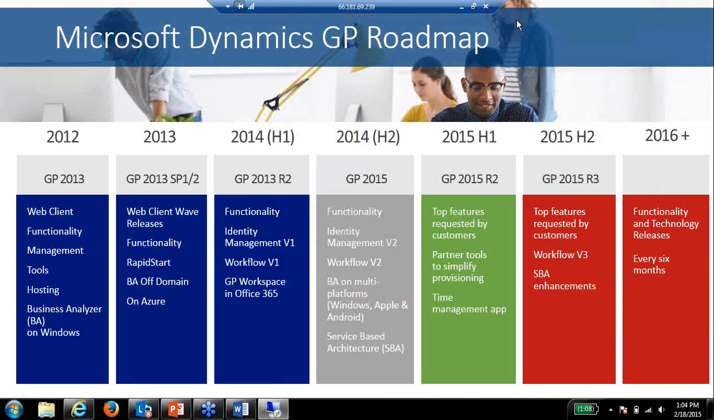So first of all, what I wanted to do is start off and talk about the Dynamics GP roadmap. For many of you who have been using the product for quite some time, you probably know that there have been significant changes and an evolution with the product over the last several years. So you can see that our roadmap starts back in 2012 with the release of GP 2013, and some of the significant pieces there were the release of the web client, and that's going to continue to play a very significant role as the product continues to evolve.